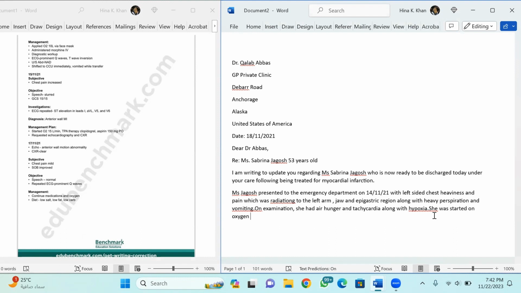In the bracket, you can write it is 10 liter. She was started on oxygen, comma, and morphine. Again, the M will be small. And what was done? Diagnostic workup was done.